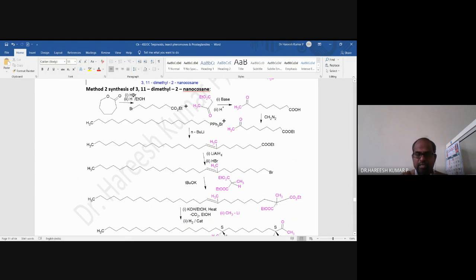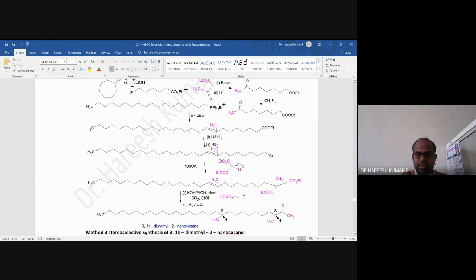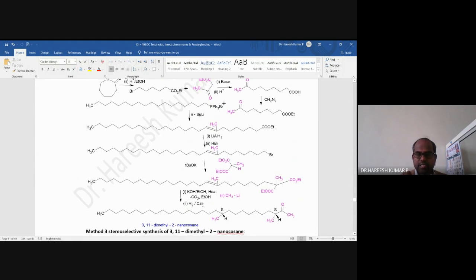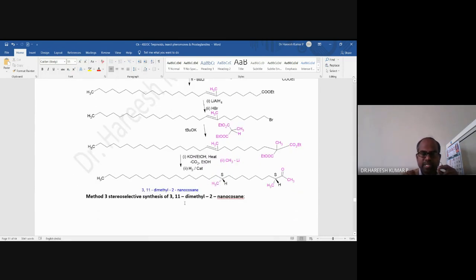That monocarboxylic acid, when it is treated with hydrogenation in presence of catalyst, the double bond is converted into single bond, and the saturated carboxylic acid, when it is treated with methyl lithium, converts the carboxylic acid into ketone. So this is about the second method of preparation of nanocosane. So with this, I will go to the third method.